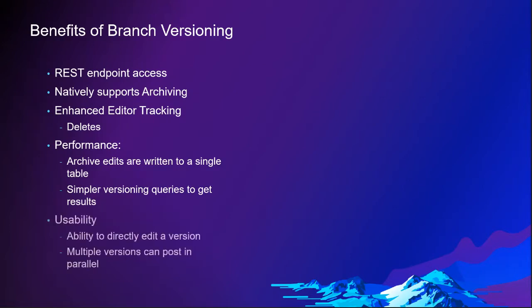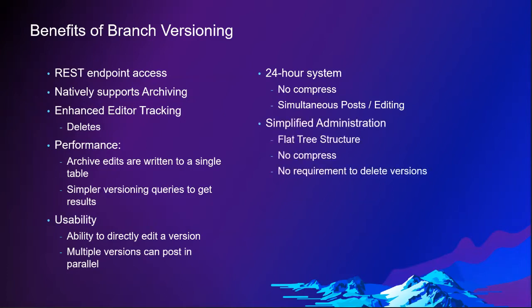And then it's also a 24-hour system. With traditional versioning, there's a compress that's required to push edits to the base table, and this prevents simultaneous editing. The post operation is also serialized, and that limits users to edit default while the post is occurring. Sometimes that can take quite a while with traditional versioning. So this just doesn't hold true for branch versioning. A compress is not required, and editing default while other users are posting is not blocked. That's actually a huge advantage for folks that have used traditional versioning. You're probably all too familiar with that compression.